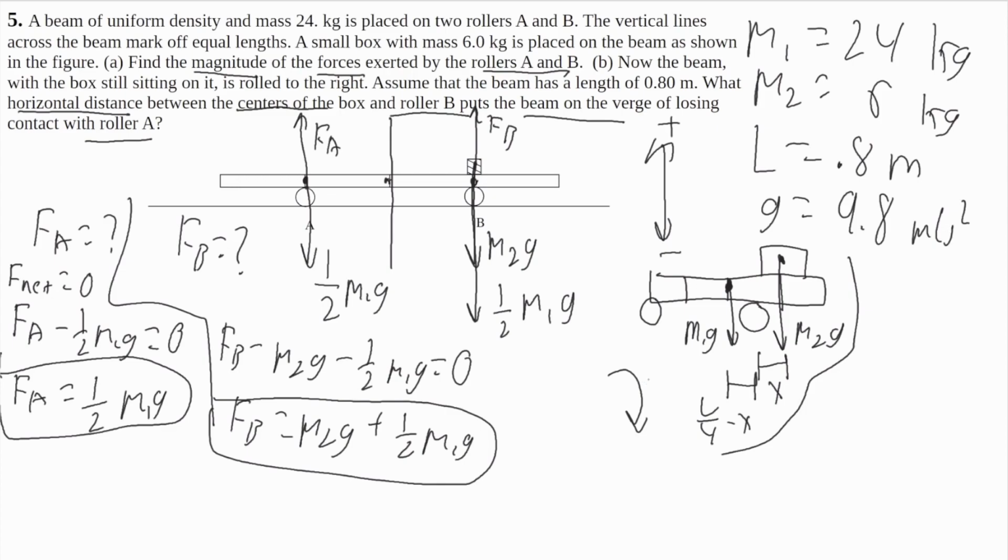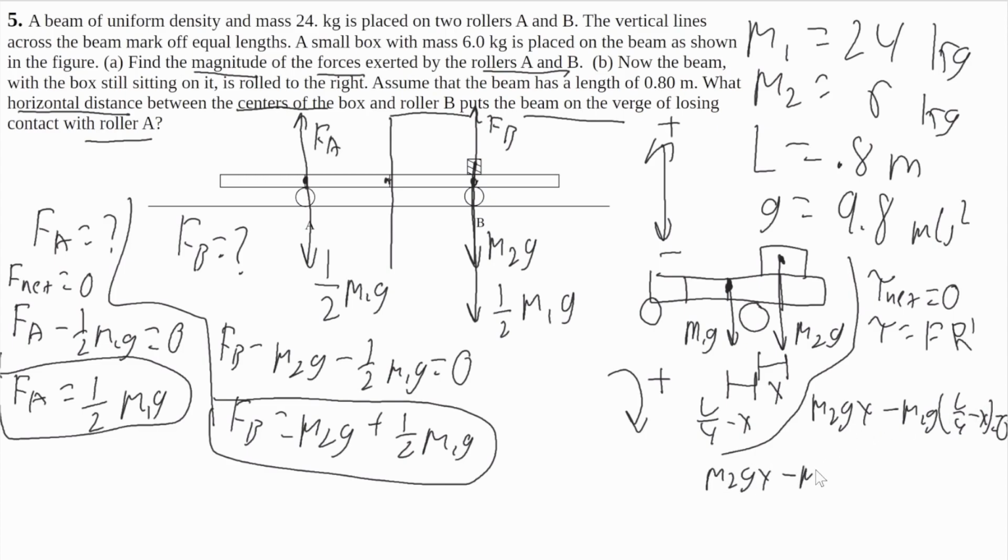So I'm now going to say that clockwise will be positive. I'm going to use static equilibrium. I'm going to say that torque net is equal to 0. Torque is equal to force times radius, where r is distance from a pivot. I'll start with m2g, because that's in the positive direction. I'll get m2g x minus m1g times (L over 4 minus x) equal to 0. Now I'm going to distribute m1g to both of these terms. You get m2g x minus m1g L over 4 plus m1g x is equal to 0.